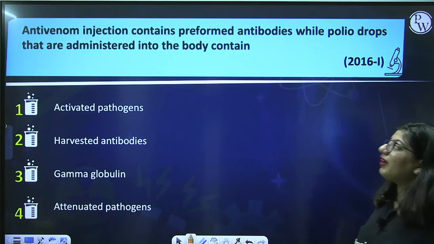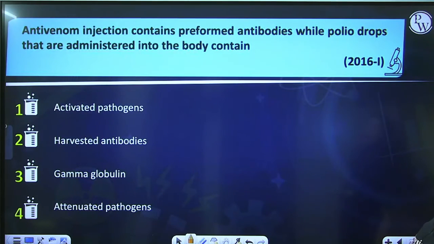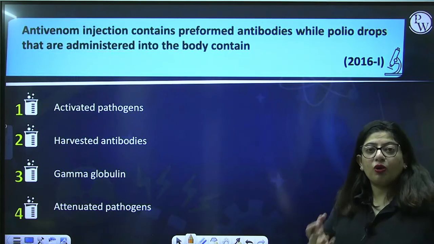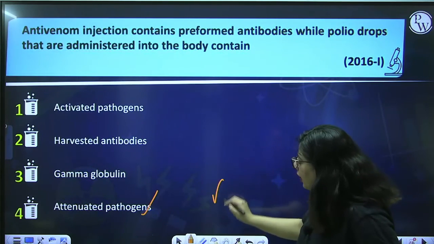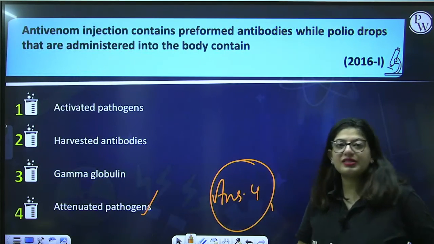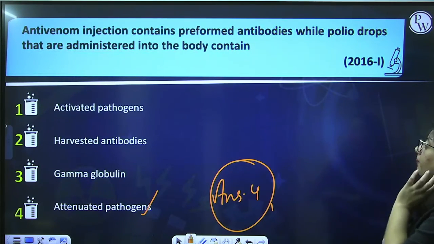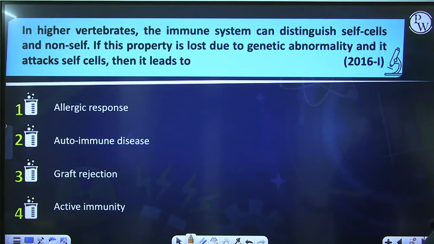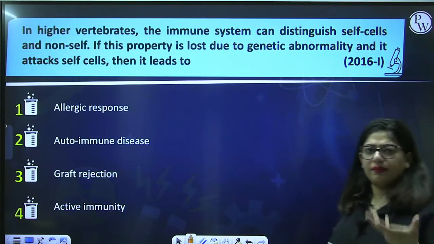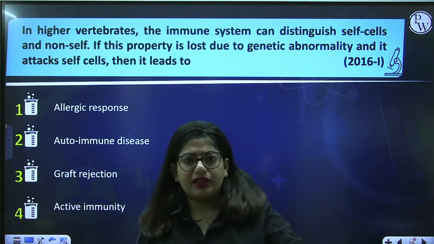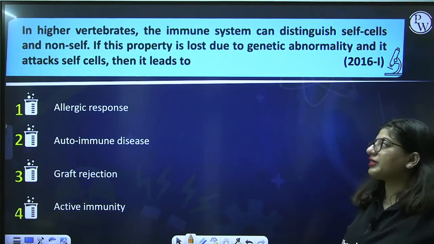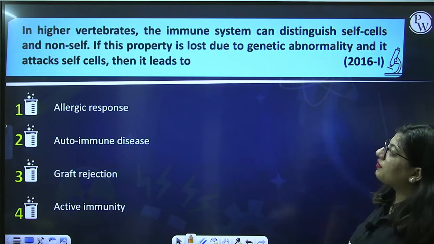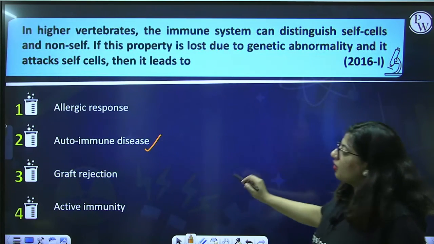Next, antivenom injection contains preformed antibodies, while polio drops that are administered in the body contain what? The oral polio one contains live but weak pathogen. So it is the attenuated pathogen. Attenuated is another name for weak. Answer is 4. Alright, next question. In higher vertebrates, the immune system can distinguish self and non-self. So it is saying that our cells know which are their cells and which are not. If this property is lost, the body cell doesn't know which is our own body cell. Due to genetic abnormality, it attacks self cells, and this leads to autoimmune diseases or autoimmunity.